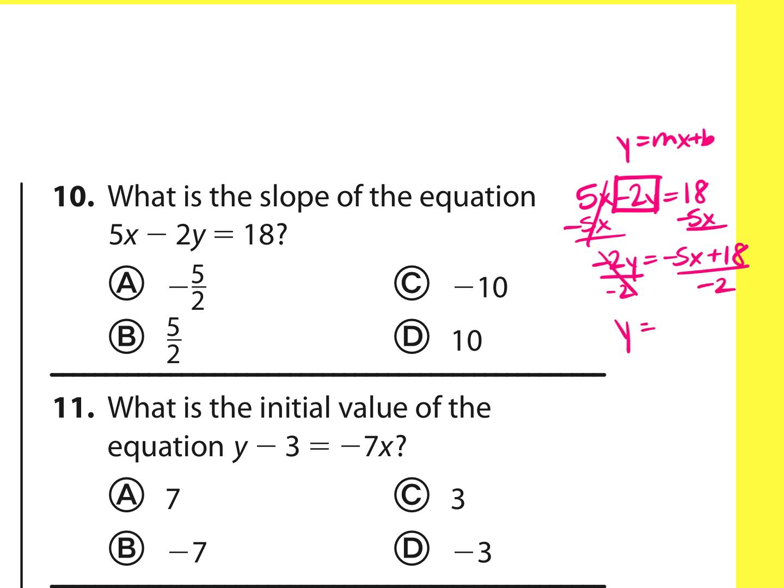So y is equal to, let me point this out, negative 5x divided by negative 2 is a positive 5 halves, and that is x. And then positive 18 divided by negative 2 is negative 9. And then it asks, what is the slope? M. Well, m is 5 halves. Answer choice B.